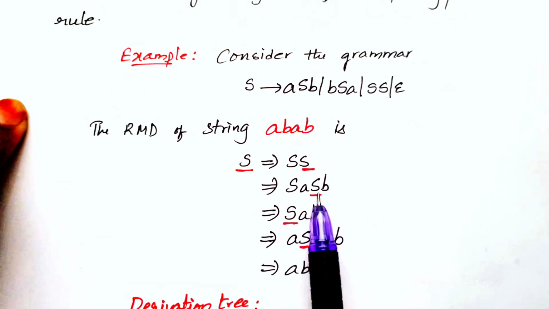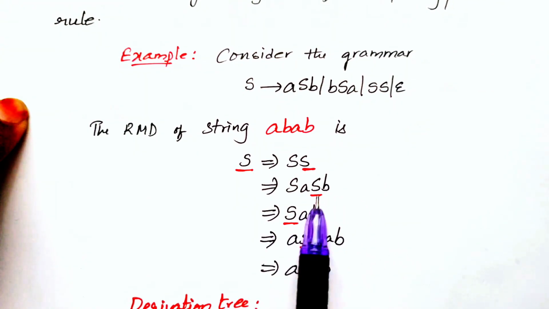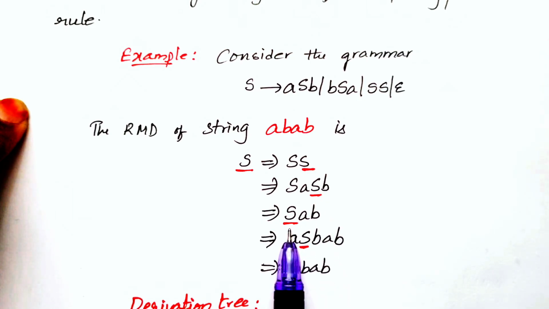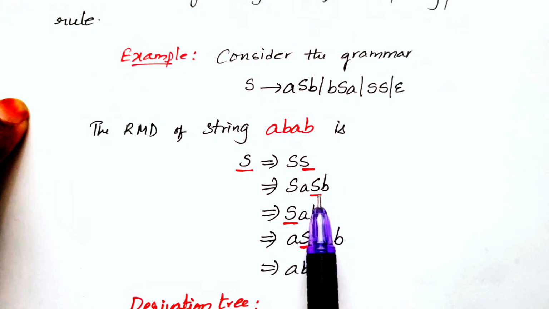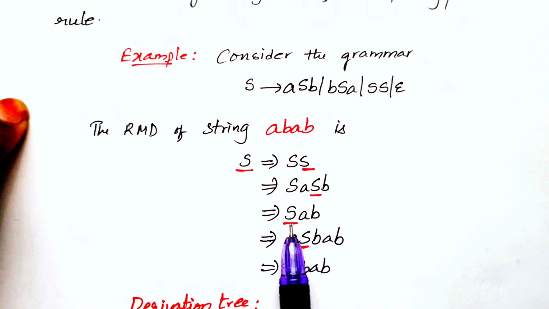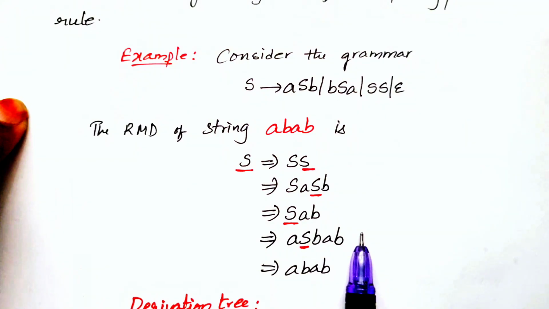Again, in this step also I am having two non-terminals, and I have to replace whatever non-terminal you are encountering first from the right side, means this one. This S is replaced with epsilon, means you got SAB. In this step, as you are having only one non-terminal, simply you can replace with any one of the productions. It is replaced with S goes to ASB. Here also you are having only one non-terminal. If you want to get AB, I am using the production S goes to epsilon. This is how you have to do rightmost derivation.